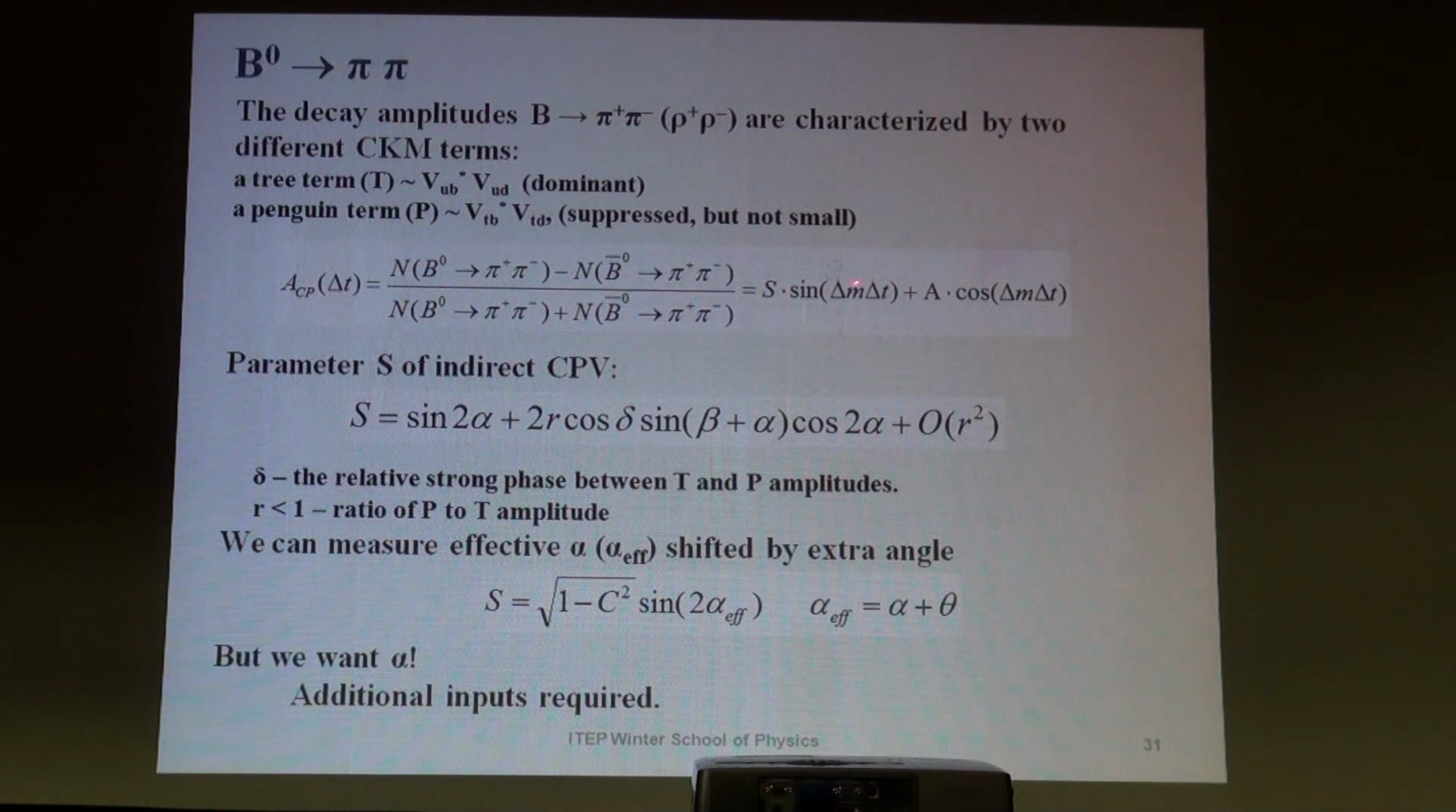So because of the penguin contribution, we have some extra contribution to the measurement. We will actually measure some effective alpha, which is shifted from the real one by some angle theta, and we will also have direct CP asymmetry in these final states. In the previous one, we had no direct CP asymmetry in the J/psi case. It was just consistent with zero. And here we will have it.